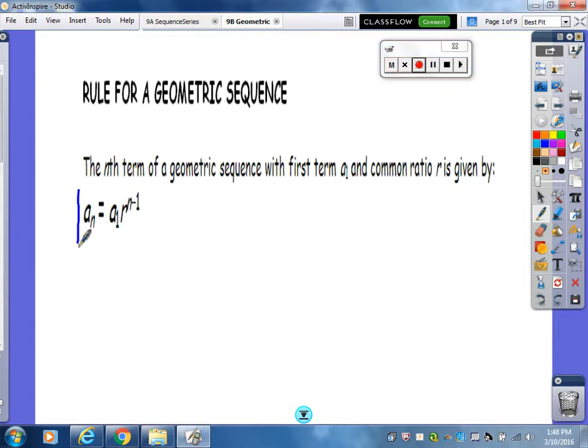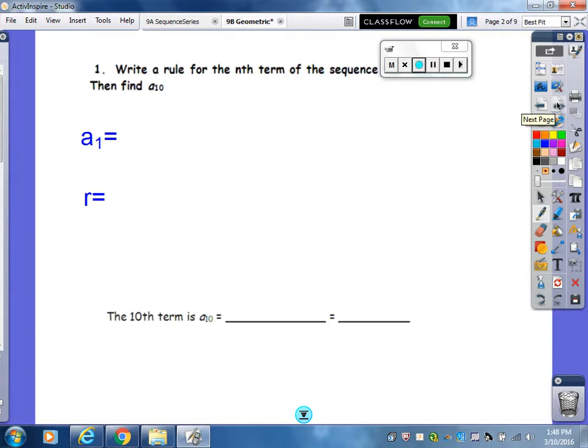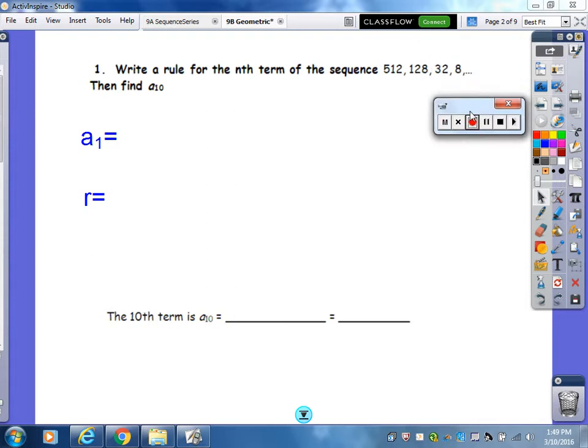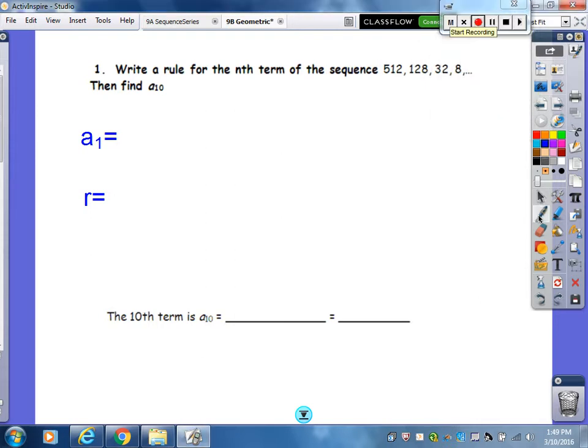So here's another formula to memorize, where a sub 1 is your first term, r is your ratio, and n is the number of terms, or the number of the term that you're trying to find. Alright, so let's look at a couple of different examples using this formula, same formula each time. Write a rule for the nth term of the sequence 512, 128, 32, and 8. And then we want to find the 10th term.